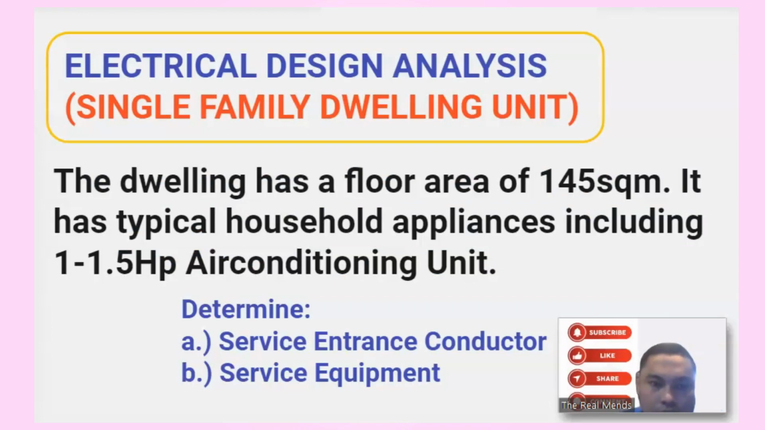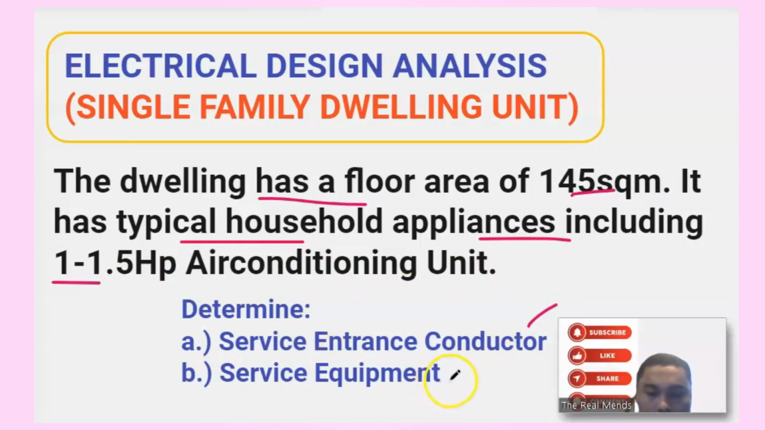Okay, so yun yung definitions. And then let's do the design analysis. Okay, our situation is this. The dwelling unit has a floor area of 145 square meter. So it has typical household appliances, including one unit of 1.5 HP air conditioning unit. So we need to determine the service entrance conductor and then the service equipment.